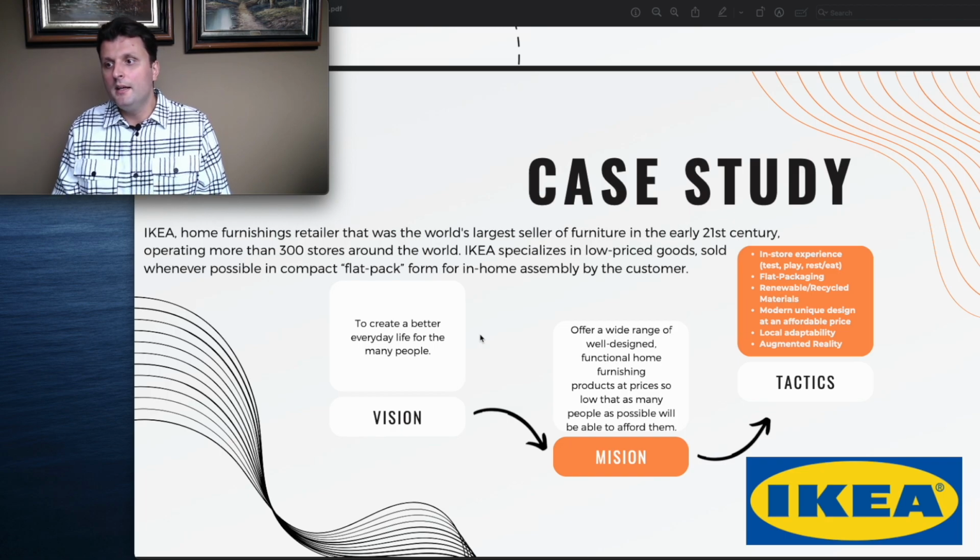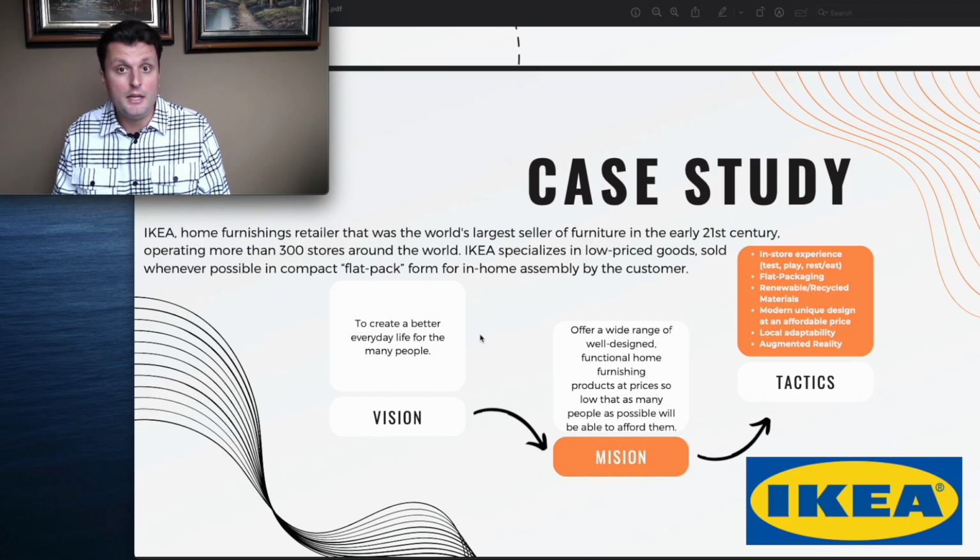Then the flat packaging strategy, and this is meant to make the goods transported from their factory or warehouse to your home extremely compact, lowering the cost of transportation, which eventually will impact your pocket as a consumer, okay?